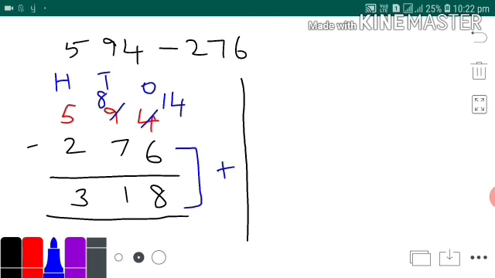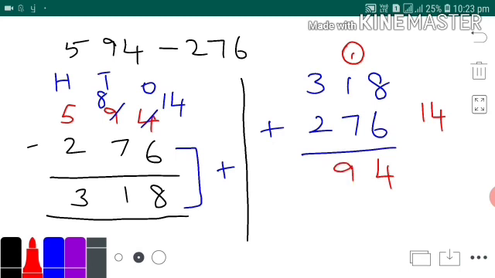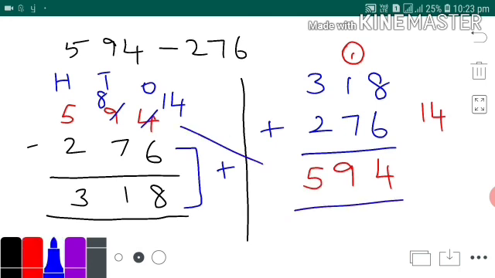Okay, let us see. I am writing 318 plus 276. So add now. Start from the ones place. What is 8 plus 6? It is 14. So write only 4 here. 1 will be in the carryover. What is 1 plus 1? 2. 2 plus 7? It's 9. 3 plus 2? It is 5. So are you getting the bigger number? If you get the bigger number, then you can definitely say your subtraction is right.